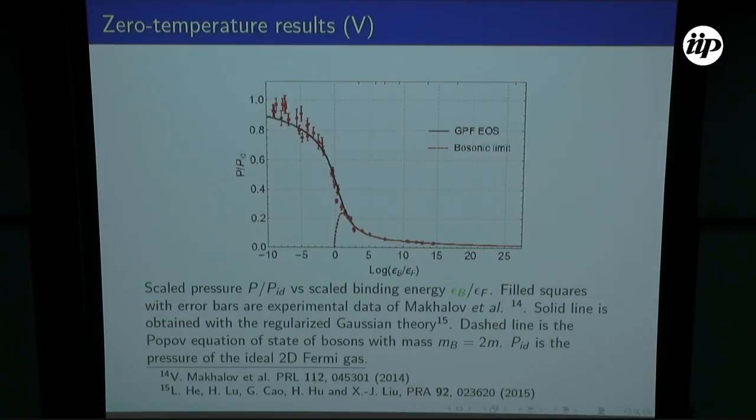If instead you consider only mean field, the result is not so good. So it's truly important to add Gaussian fluctuations. And the agreement is extremely good. I'm very proud. This is zero temperature.